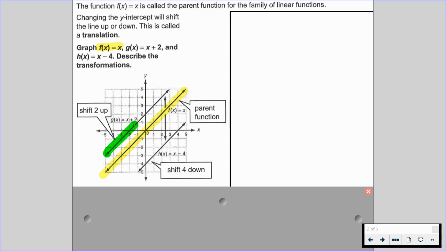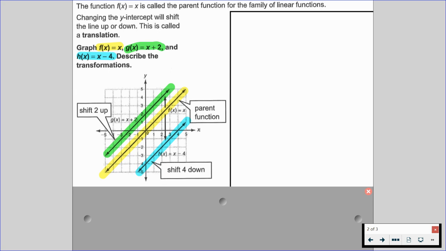Right, so f of x is equal to x is currently graphed in yellow. We're going to have g of x is equal to x plus 2 graphed in green. And then we're going to have h of x equal to x minus 4 in blue, right? And we have to describe, hey, what is happening here? Well, if we start with our parent function, the yellow line, and go up to our green, well, they're parallel, they have the same slope, but it's just shifted 2 units up. So it would be a translation of 2 units up.